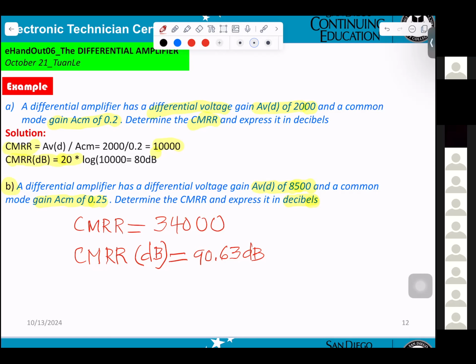So, Mr. Pham, the first number, 34,000, is just the ratio, correct? Yeah, the ratio. And then the second number is the actual decibel. Yeah, decibel. Okay.